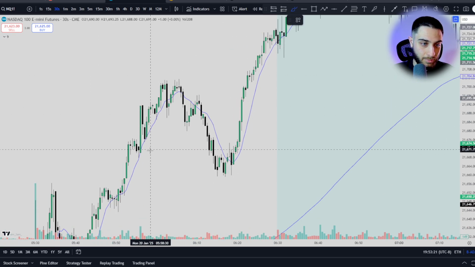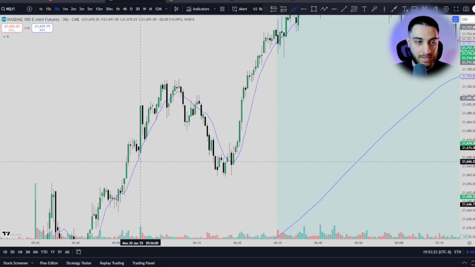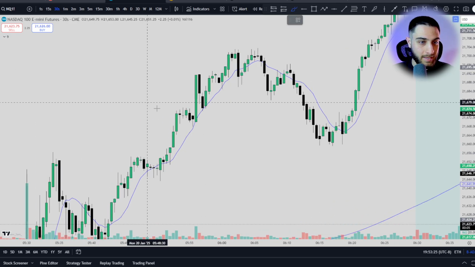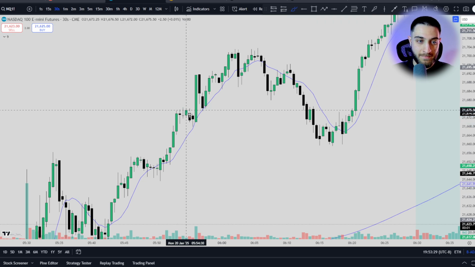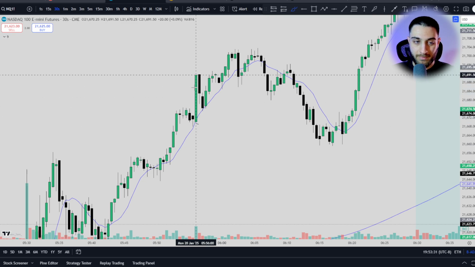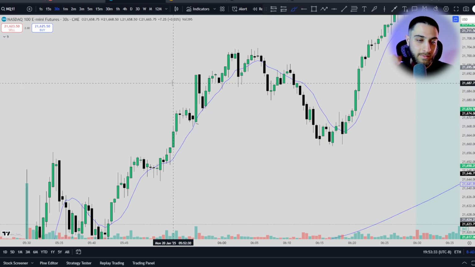This is kind of like a pullback right here. This is a little bit of a pullback. It's a strong two candle pullback. This is a little bit of a pullback, not really too healthy. We did get a momentum candle too, but I wouldn't take this trade, and I'll explain why later.